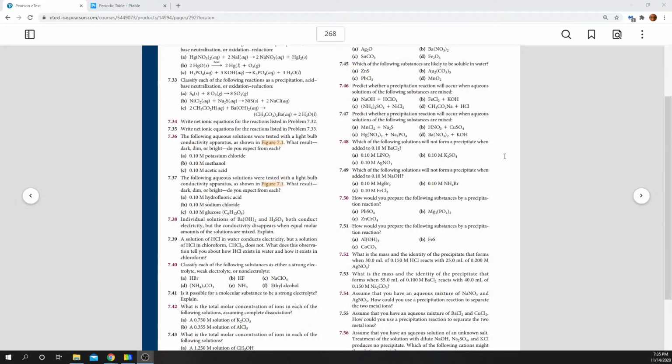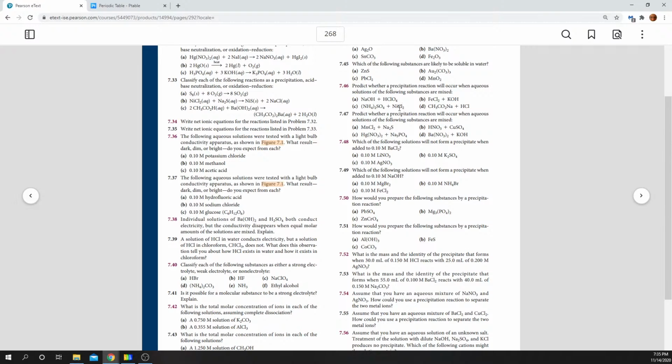46. Predict whether a precipitation reaction will occur when the following are mixed. Sodium hydroxide and perchloric acid. That's not a precip reaction, that's an acid-base neutralization. So technically, no precipitation. Iron 2 chloride plus potassium hydroxide, yes, you will get a precipitation. Hydroxides are typically insoluble, and iron 2 is not one of the exceptions.